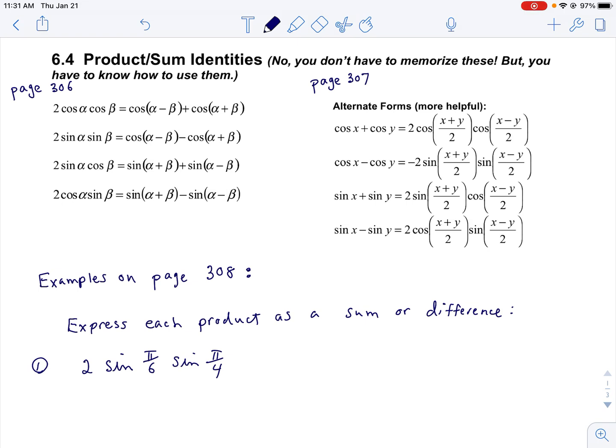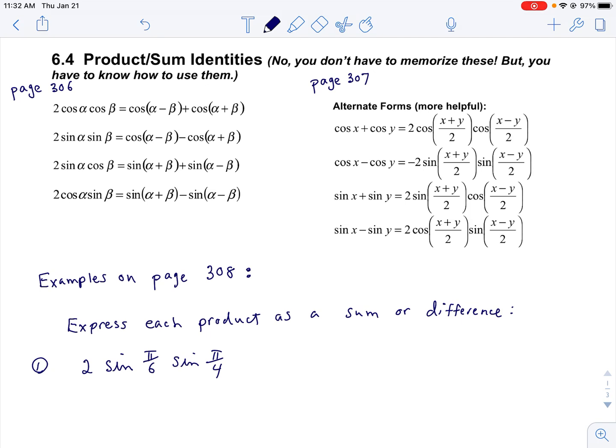There are 8 identities that you do not have to memorize, nor does the class, but you need to be able to find them. So the most important thing for you is to get your textbook and find pages 306 and 307. On page 306, there are 4 identities. They deal with taking sines and cosines multiplied together and breaking them up by either addition or subtraction.